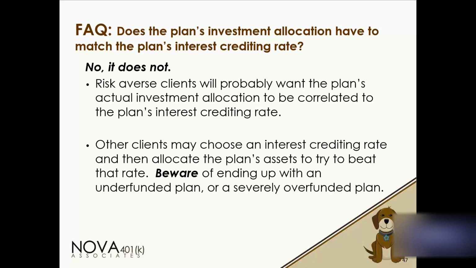Does the investment allocation need to match the interest crediting rate? No, but a word of caution: you want to be careful of having a severely underfunded or even a severely overfunded plan, because those maximums I showed are the maximums that you can take out of the plan. If you blow past those, there will be excise taxes that you pay. And if the plan is severely underfunded, the minimum required contribution each year is going to go up, because you're required to fund that underfunding over a period.